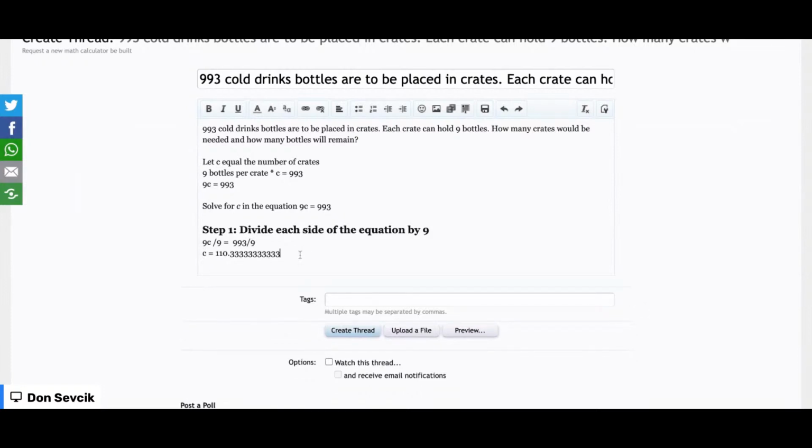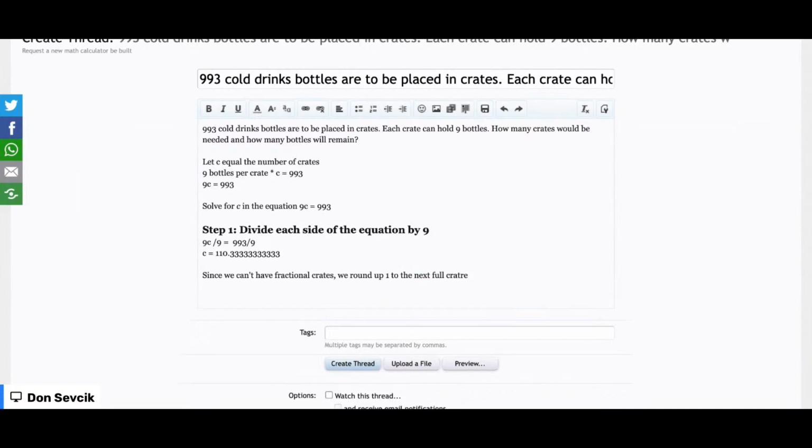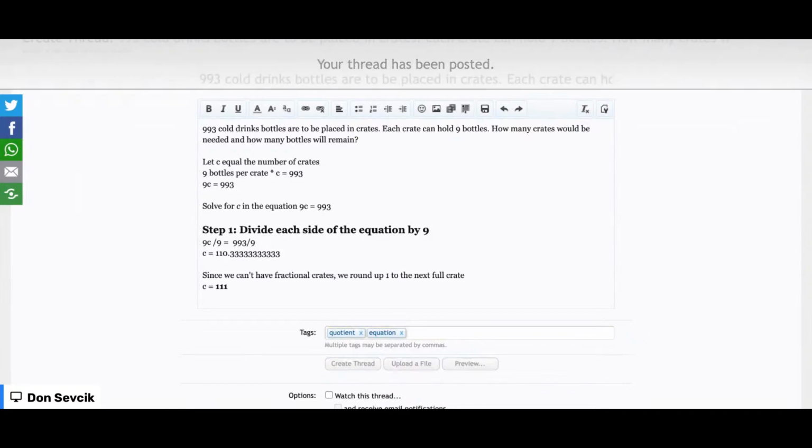You can't have fractional crates. Since we can't have fractional crates, we round up to the next full crate. C equals 111. And the reason why is we have this leftover. What we'll do is just add another full crate and we can put the leftover in that crate, which means we need 111 crates. So this had a quotient equation, and that's how you solve that. All right.